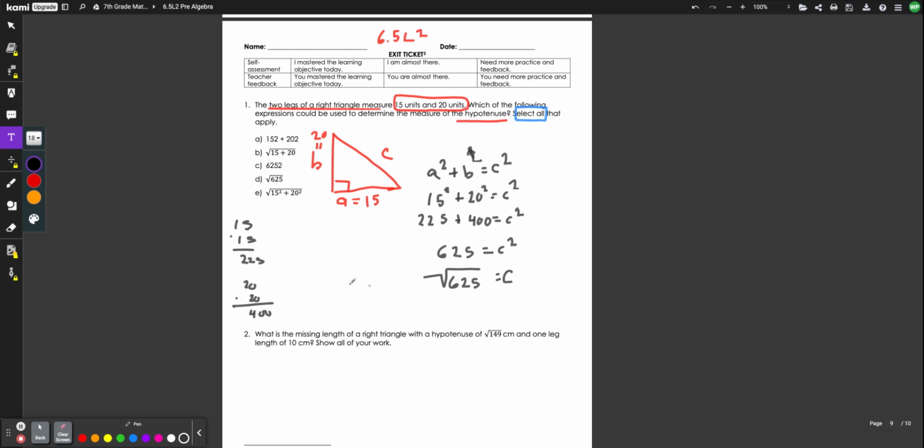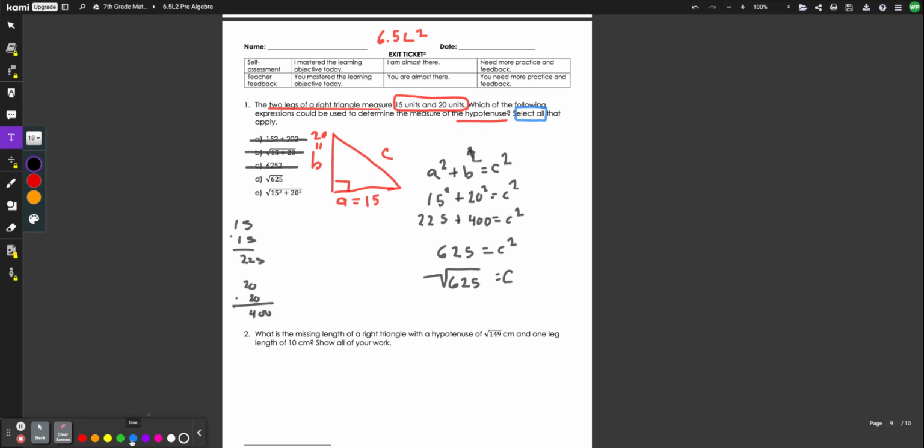Now let's take a look at our options. When we look at a, we don't see the square root at all. So therefore, we're going to cross out a. Likewise for c, we're going to cross out c because we don't see the square root of anything. In order to calculate what c is equal to, we have to find the square root of something. And in our case, it'd be 625. If we look at b, b is close, but what's missing with b? B does not have 15 squared, nor does it have 20 squared. That's the reason why b would be incorrect. 15 plus 20 would give us 35. That's not appropriate for this particular question.